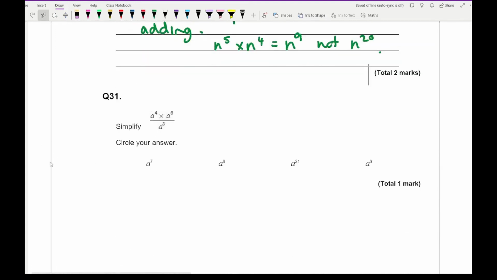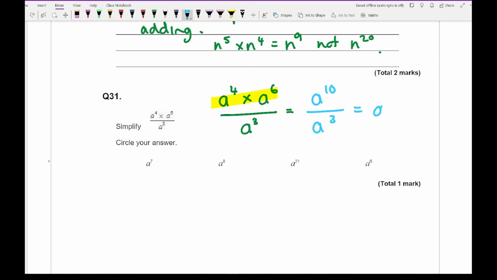And then moving on to question 31. Again, let me just rewrite this question in case it's coming across a bit blurry on the screen. So it's a to the power of 4 times a to the power of 6 divided by a to the power of 3. Now with this, looking at the numerator, I'm multiplying, so I add the powers, so that becomes a to the power of 10. And then I'm dividing, so I take away the powers. That should be a 3, not a 7. And so that gives me a to the power of 7, which is my first option.